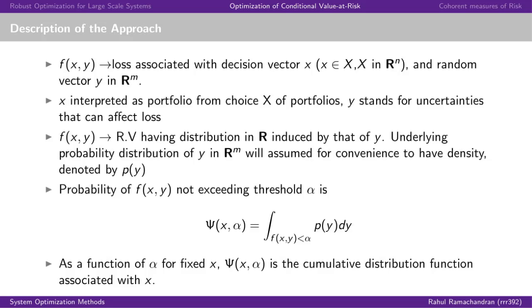Let f(x, y) be the loss associated with decision vector x and random vector y. x represents a choice of portfolio and y stands for uncertainties that can affect loss. The function f is a random variable in the real set. The function p(y) is the probability distribution of y in R^m. The CDF psi for a fixed x is shown in the slide.